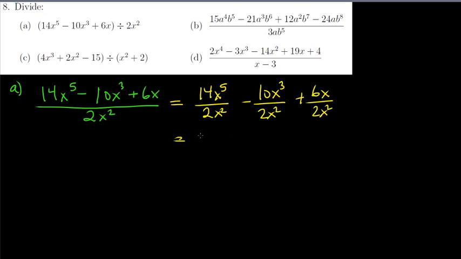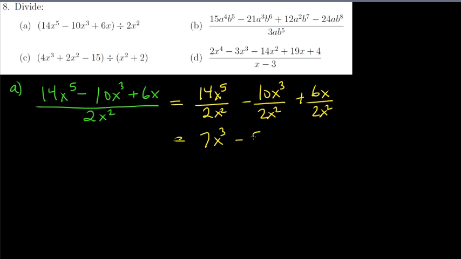So 14 divided by 2 is 7. X to the 5 divided by x to the 2, right? It's not x to the 5 divided by 2, it's x to the 5 minus 2. Remember, you subtract the exponents. And 5 minus 2 is 3, so 7x to the 3.